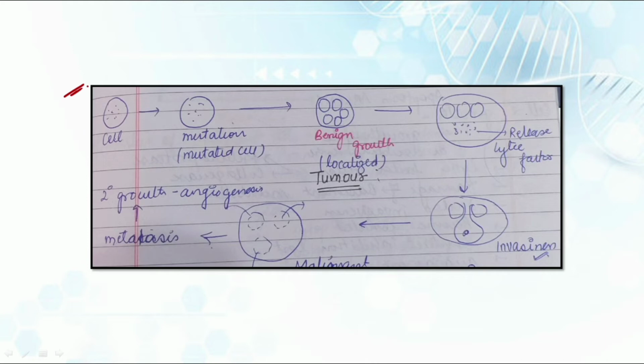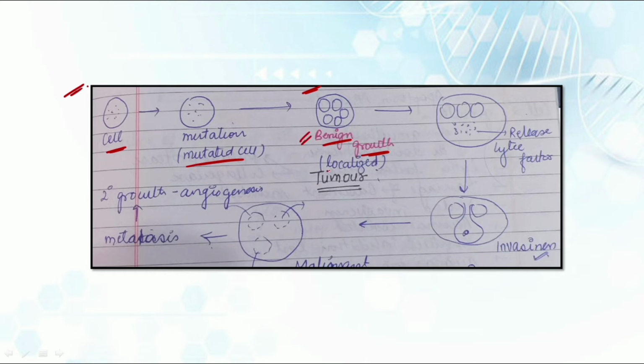We have the cell at the beginning, there occurs a mutation, and we have the mutated cell. Initially there is a benign growth. So we have two types of simple cancer if you want to define: the first one is benign and the second one is malignant. Benign is the one which remains at the same position and does not spread, but malignant is the one which grows, detaches from the original location and moves to a new part also.